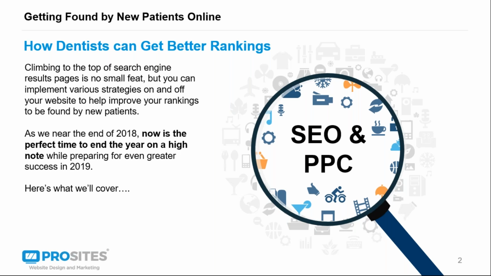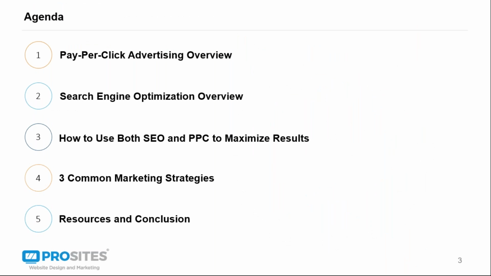So here's what we'll cover. I'll be giving you a pay-per-click advertising overview. When we refer to pay-per-click, we're referring to Google Ads, formerly AdWords. These are ads specifically that appear on search engine results pages. I'll also be giving you a search engine optimization overview, what it is, why you need it. And then I'll be guiding you on how to combine both SEO, search engine optimization, and PPC, pay-per-click advertising, to maximize results. And then I'll be giving you 3 common strategies that you can use to combine both, and resources in conclusion.